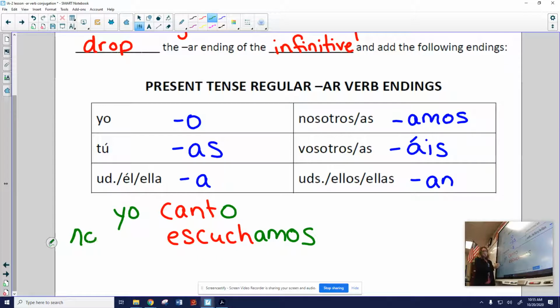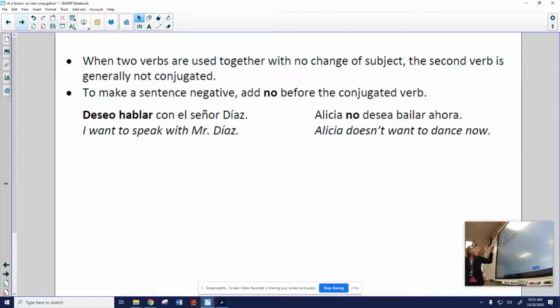And I could add nosotros or nosotras, but I don't necessarily need to because escuchamos means we listen, even if the nosotros isn't said. How are you feeling about this? Okay, I see some thumbs up. This is good.